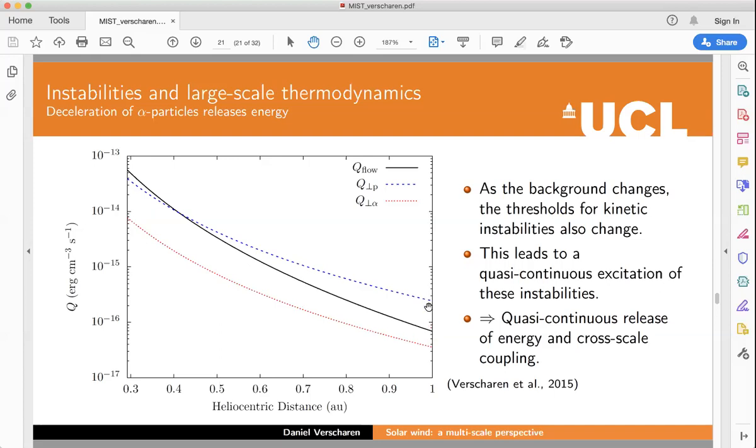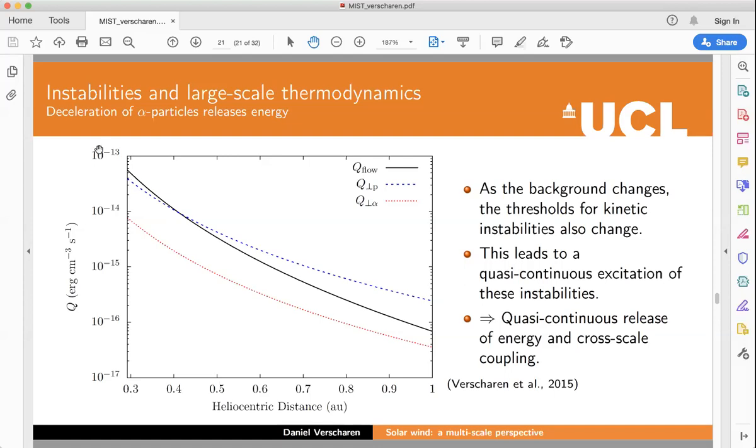For the protons at 1 AU, it's not enough energy, but as you go closer to the sun, these two lines come closer, right? And here at about 0.4, a bit over 0.4 astronomical units, they cross each other. So that means at that point, the continuous deceleration of the alpha particles releases enough energy to explain the observed proton temperature profiles. It's not to say that this is exactly the process that happens, right? But it just means it's a really important player in the overall thermodynamics of the system.